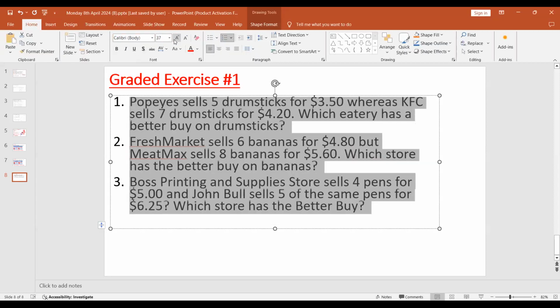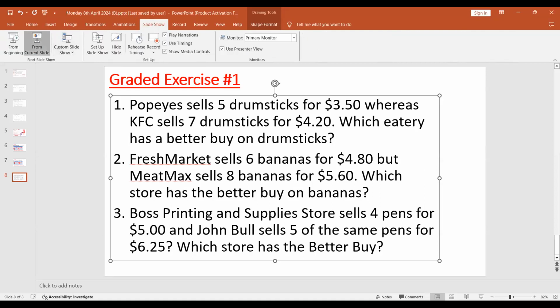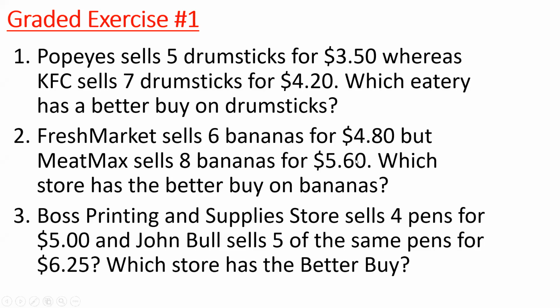The first one says Popeye sells 5 drumsticks for $3.50, whereas KFC sells 7 drumsticks for $4.20. Which eatery has a better buy on drumsticks? Fresh Market sells 6 bananas for $4.80, but Meat Marks sells 8 bananas for $5.60. Which store has the better buy on bananas? And Boss Printing and Supply store sells 4 pens for $5, and John Bull sells 5 of the same pens for $6.25. Which store has the better buy?